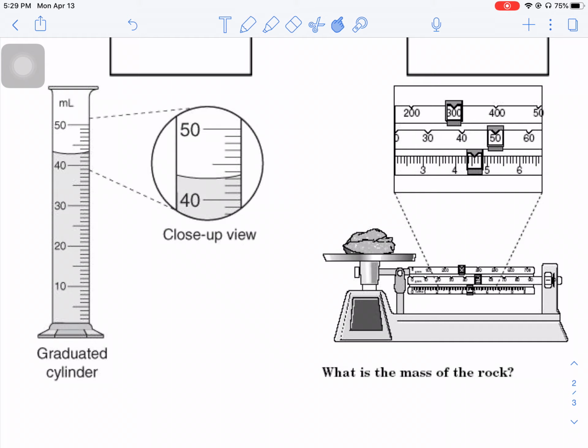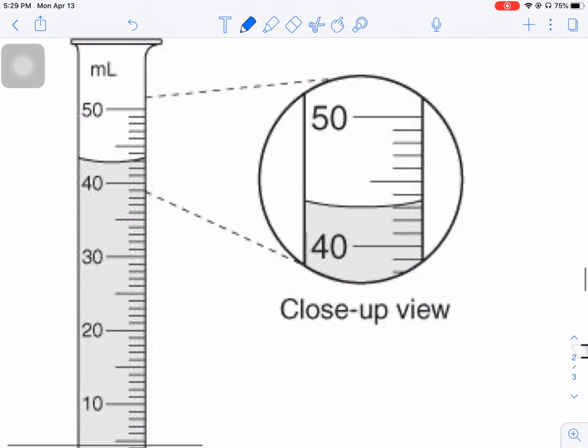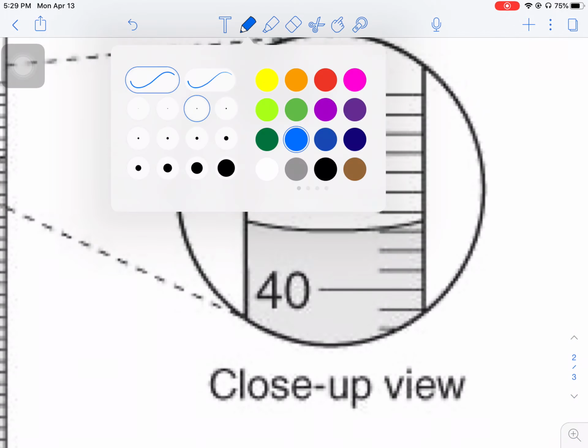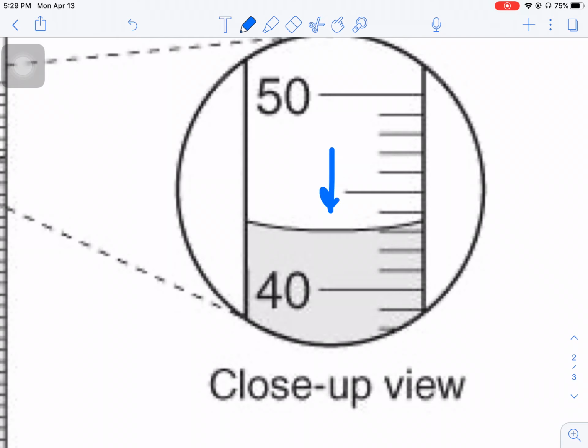So for my first example, it's a graduated cylinder. And one thing you should know about a graduated cylinder is that you should always read it from the center of the meniscus. So the center of the meniscus is going to be here. And if I put a little dot right there, that is going to be a representation of where. So I'm not going to take the readings from the side of the cylinder. That's just not best practice.